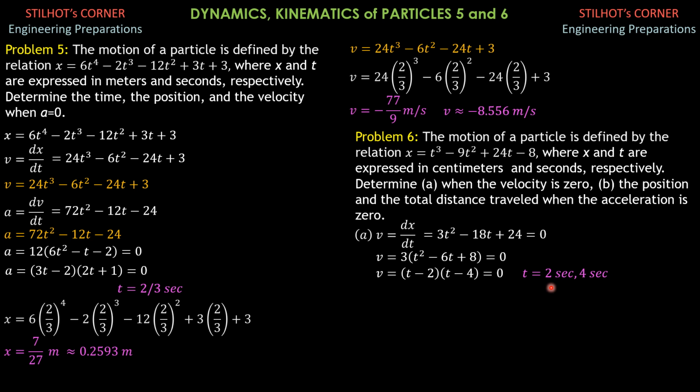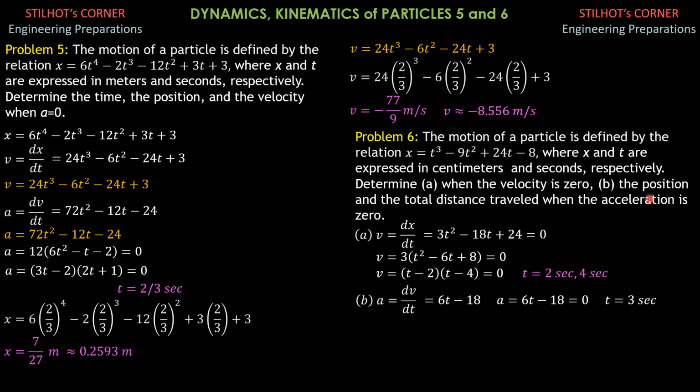Then the position and the total distance traveled when the acceleration is 0. So let's develop an expression for acceleration. This is velocity. Acceleration is the derivative of velocity with respect to time, and it is equal to 60t minus 18. Equate it to 0. So that means the acceleration is 0 when time is 18 over 6, or 3 seconds.